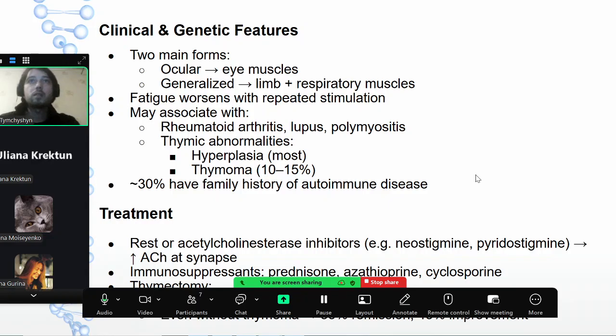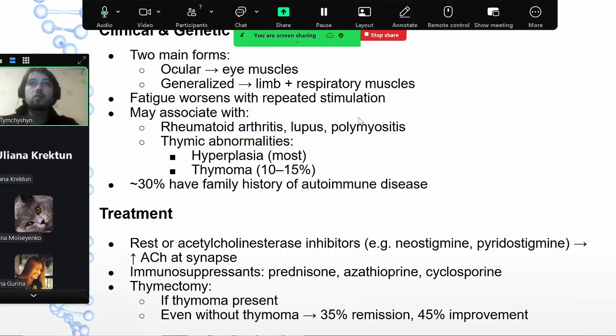There are two main forms. One is ocular and the other is generalized, which affects even limb and respiratory muscles. Fatigue worsens with repeated stimulation and may be associated with other diseases like arthritis or lupus or something else. And of course, it's often the case that there is a family history of autoimmune diseases. Well, what's interesting, the treatment here is acetylcholinesterase inhibitors.